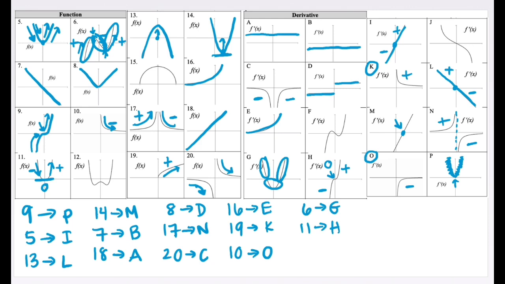So we have 2 more left. Number 12. So number 12 has several mins and maxes. It actually has 3 of them. So that means the derivative is actually going to cross the x-axis 3 times. And that looks like F would be that one. So this one starts off decreasing, which means it starts off negative. It goes increasing for a minute here. So it goes positive. Then it goes decreasing again. So it goes negative. And then it goes increasing again. So it turns positive. So 12 is going to match up with F.